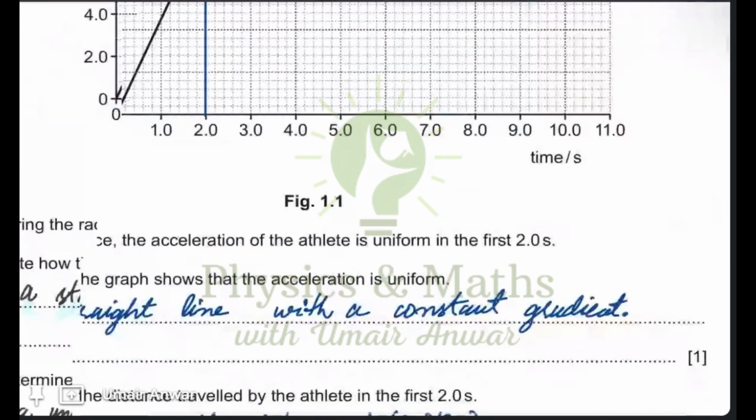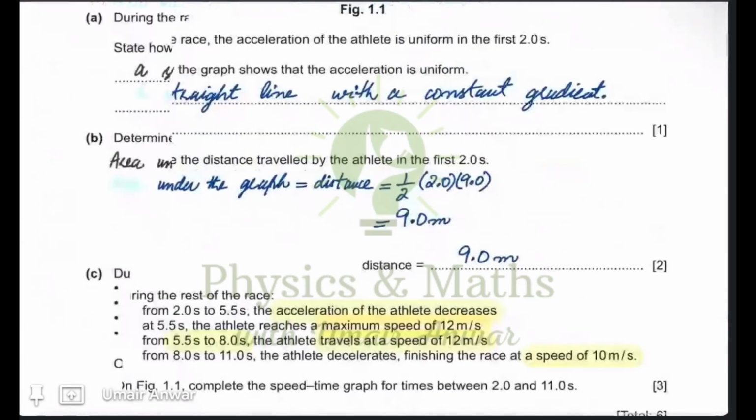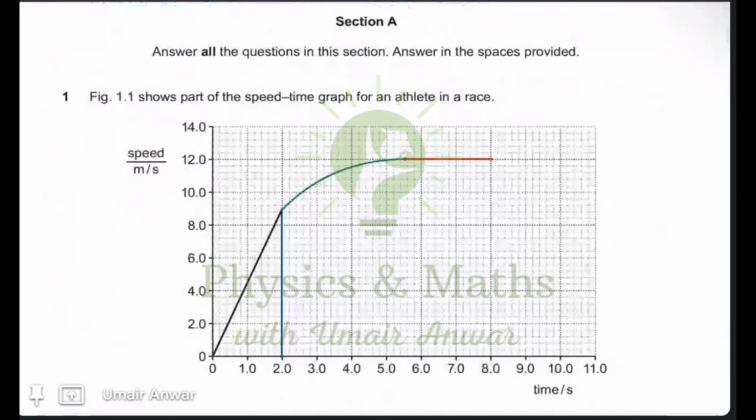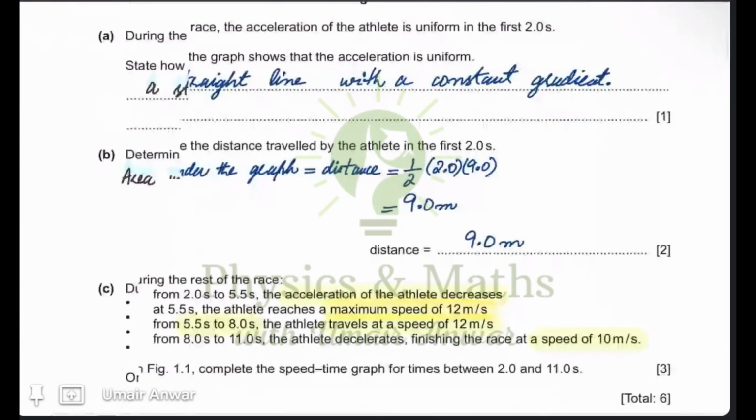Now, from 8 to 11 seconds, we have to show the deceleration, and deceleration is to be shown in such a way that the final speed, the ending speed, would be 10 meters per second. So at 11 seconds, the athlete is going to move at a speed of 10. So I'm connecting it with a straight line. If you connect it with a curve, then still it is going to be the correct answer for this question.